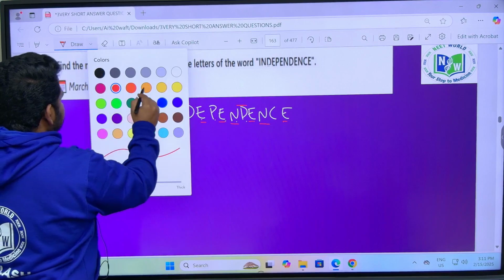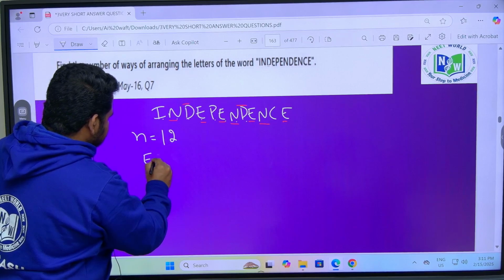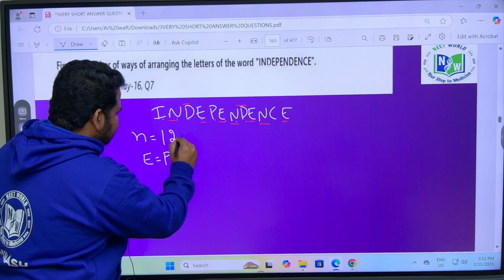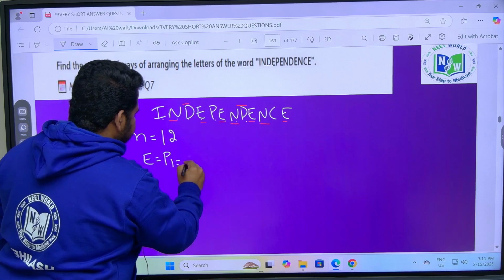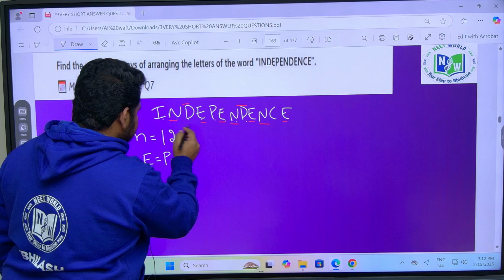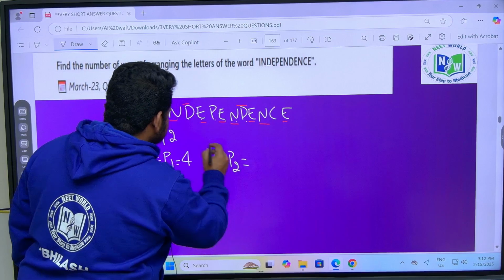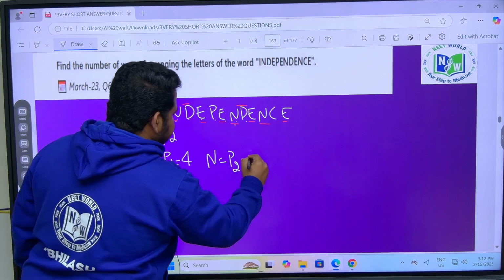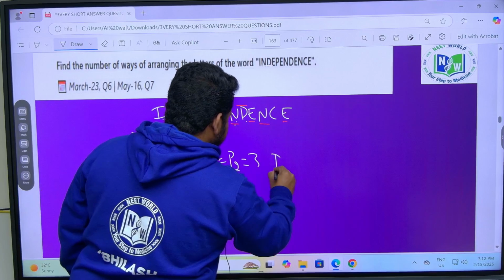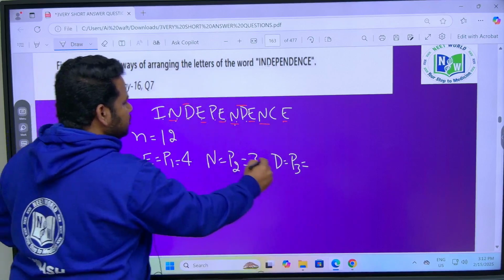So friends, we can write this as E is equal to P1, that is of type P1. How many times is E repeated? 1, 2, 3, 4. Okay friends, 4. Then what about the next letter? That is capital N. Let us name it as P2. N is repeated how many times? 1, 2, 3. Next, D is repeated. Let us write it as P3. P3 will be D, which is equal to 2.